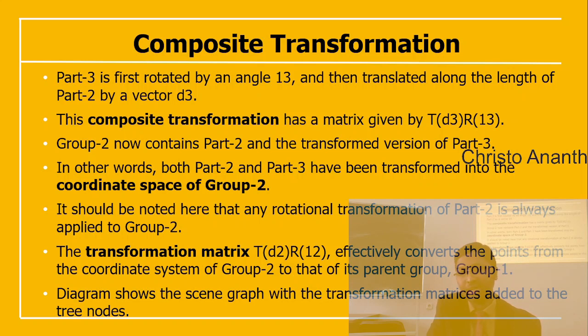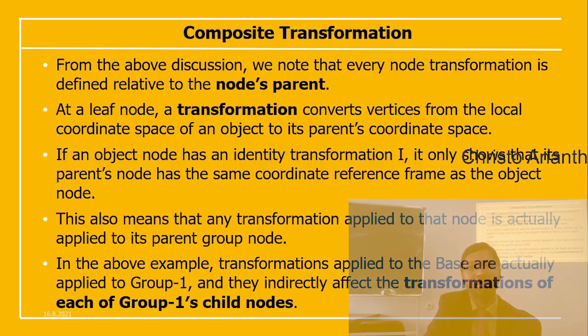So we will see the scene graph with the transformation matrices added to the tree nodes. We see that for every node transformation we follow a hierarchy. The child comes from the parent only. At the leaf node, a transformation converts vertices from the local coordinate space of the object to the parent's coordinate space. If the object node has the identity transformation, maybe I, it shows that the parent node has the same coordinate reference frame as that of the object node.